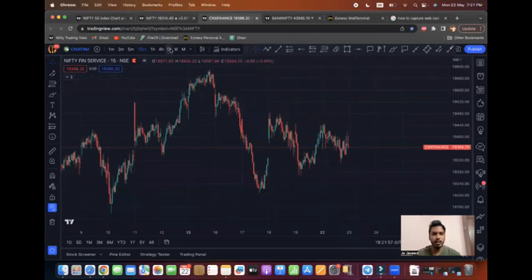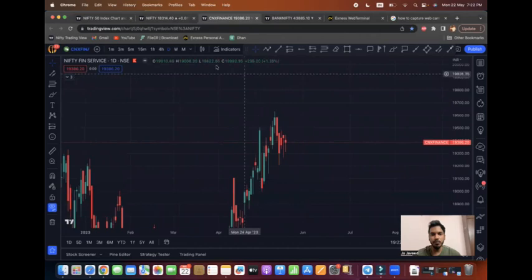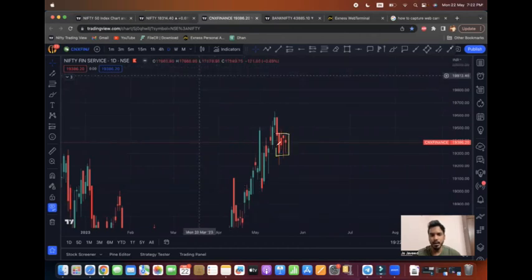Let me show on the daily time frame also. You can see on the daily time frame, FinNifty is getting squeezed in these candles only. So we can plan a very good rally in FinNifty if it gives a breakout and sustainability. This is the plan in FinNifty.